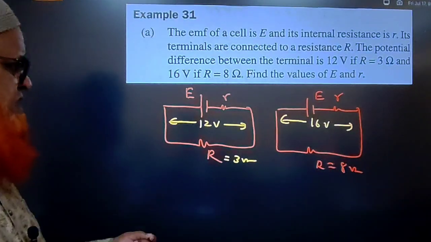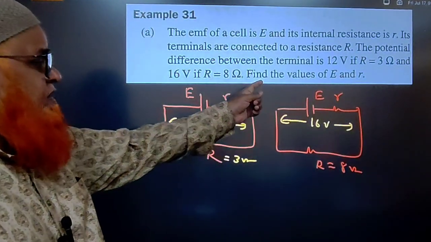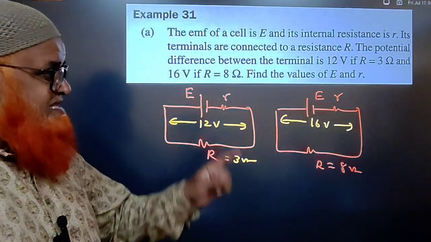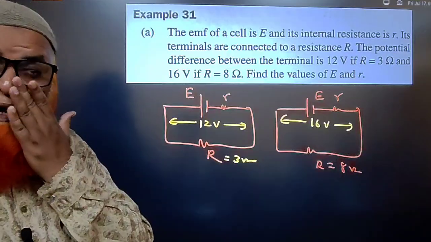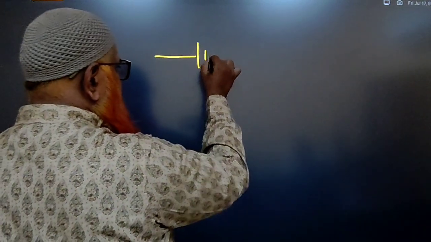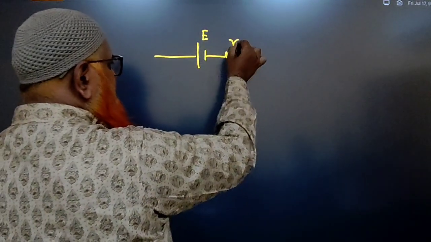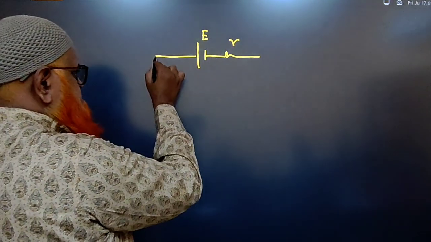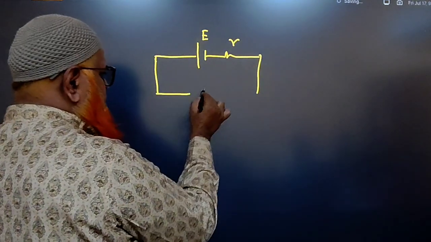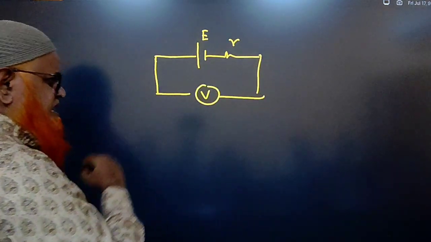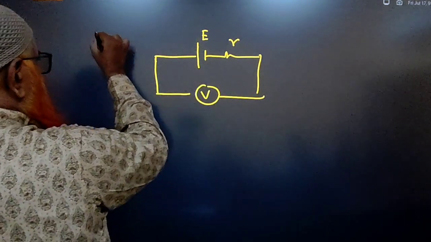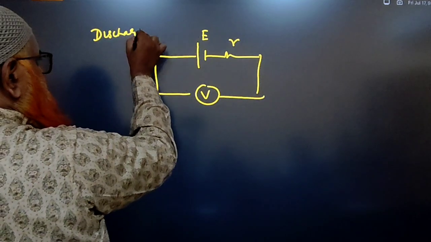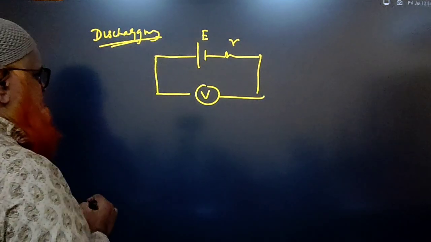So the potential difference is given, and he is asking us to find the values of E and r. That's why I told you the difference between E and V is completely different. But how do you find that? To understand that, you have to understand a simple logic: there is an EMF of a cell E and external resistance R. What is the potential difference across this circuit? The potential difference is taken as V. In this case, first of all, let us take the discharging of a cell.